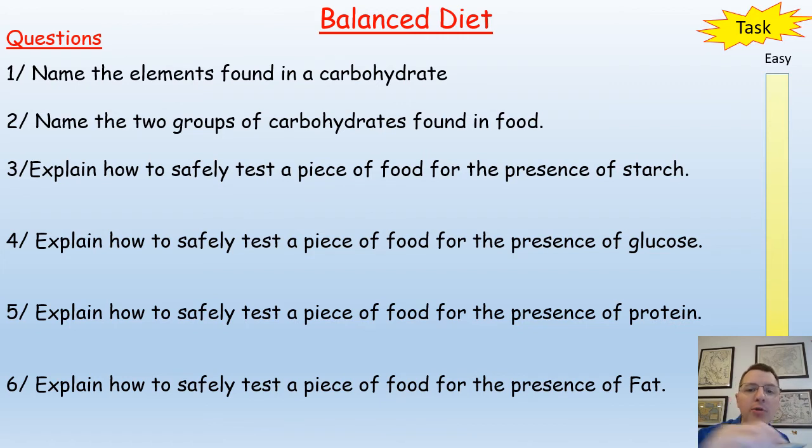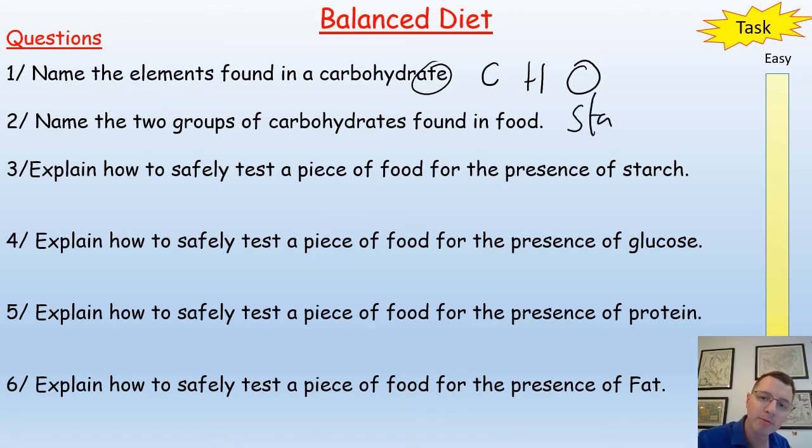Name the elements found in carbohydrates. Well, carbohydrates are made out of carbon, hydrogen, and the 8 stands for oxygen. Name the two groups of carbohydrates found in food. Well, we've got the starches and sugars.